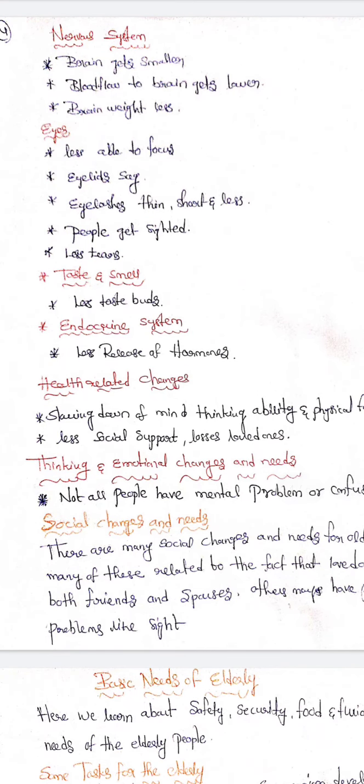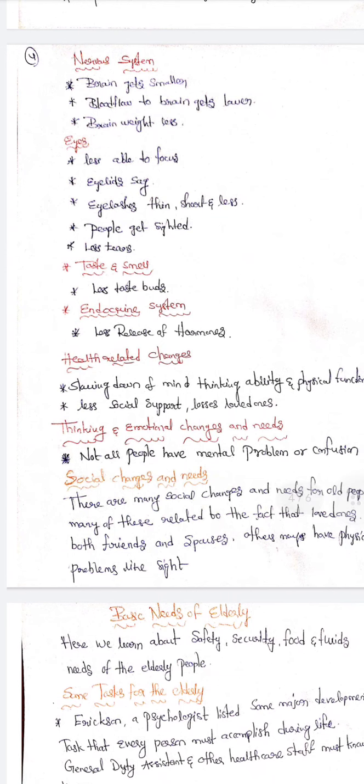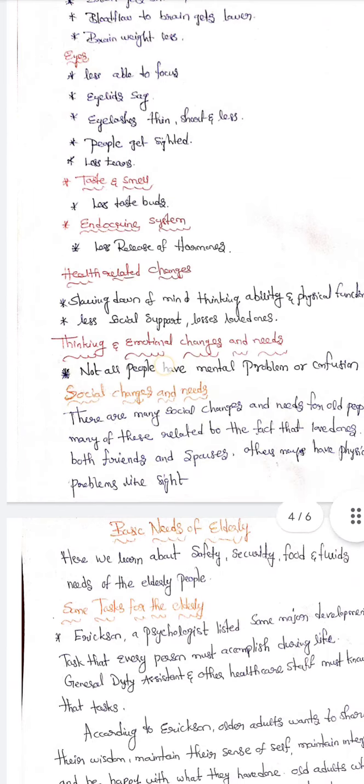People get short-sighted. They will say, I am not able to see this, I am not able to see that. We observe this in our grandparents. Also less tears, they cannot cry. In old age people we see that they do not get tears while crying.